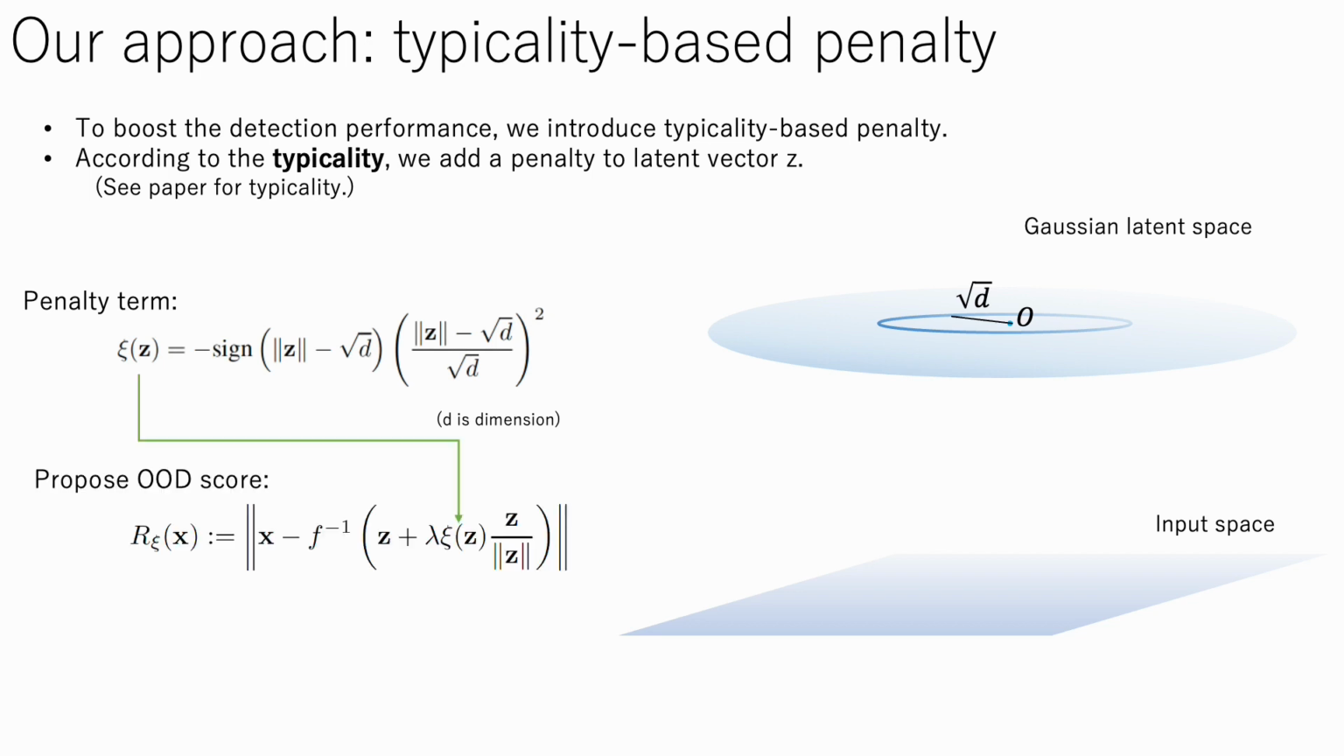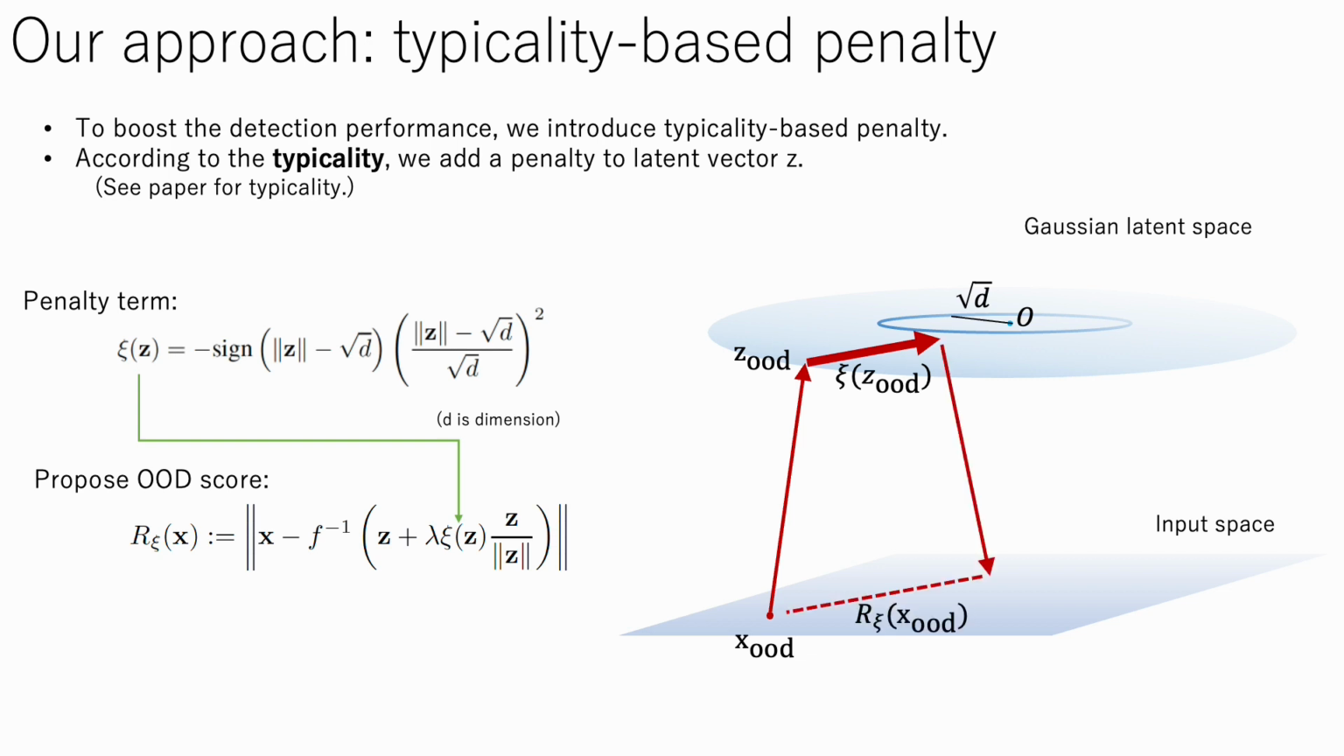We incorporate this penalty term into the reconstruction error as a perturbation in the latent space. Because all OOD samples will be mapped further from the sphere of radius square root d, the penalty term will be larger for all the samples. It leads to larger reconstruction error r for OOD.